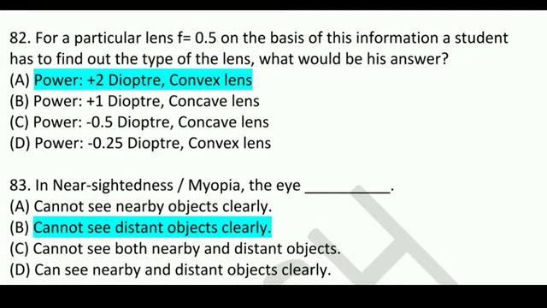Next question. For a particular lens, f is equal to 0.5. On the basis of this information, a student has to find out the type of the lens. What would be his answer? Yes, the answer is power should be +2 diopter and the lens would be a convex lens.